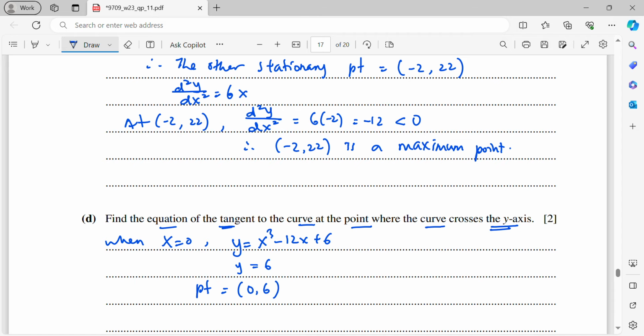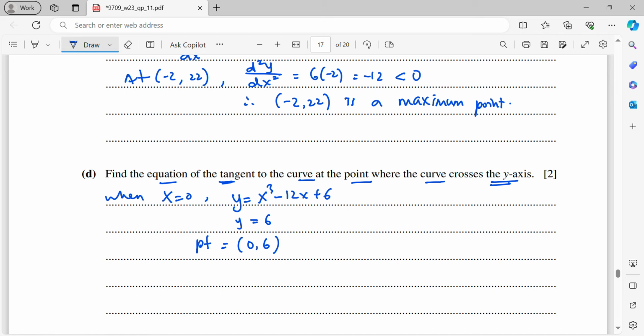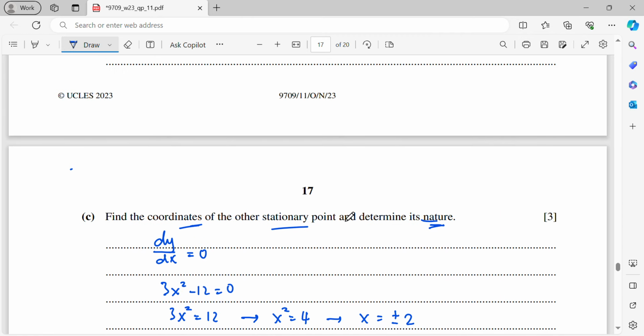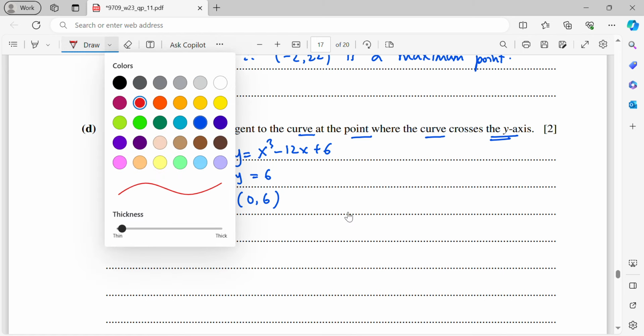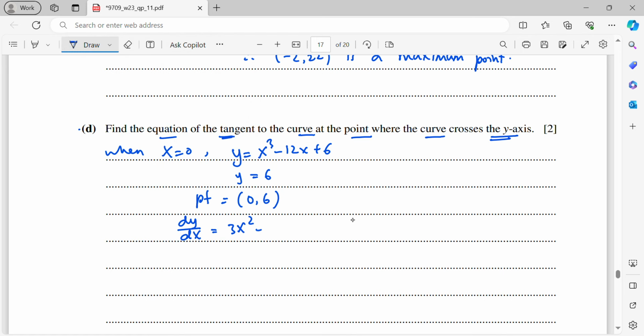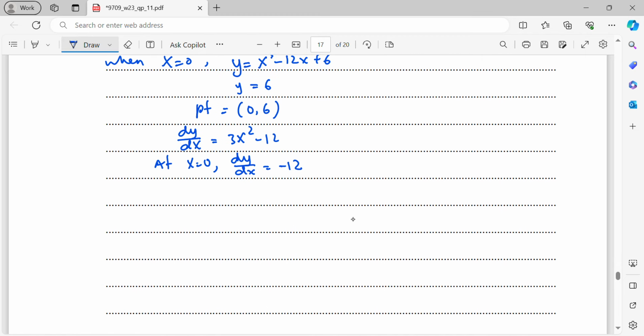And then now equation of tangents, we need the gradient of tangent, which is dy dx. Okay, so dy dx, refer back to the previous part. Look at here. Basically, dy dx is 3x squared minus 12. So at x equals 0, dy dx equals negative 12. Okay, this is the gradient of tangent. So m tangent equals negative 12. So now we have a point, we have a gradient, then you can find equation of tangent.